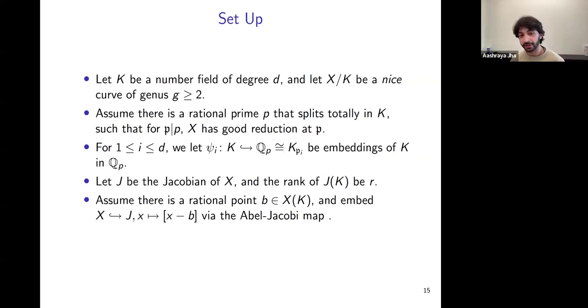I'll let J be the Jacobian, and I'll let the rank of J be r over K. And I'll also assume, this is vital, that I have a rational point, and I'll embed the curve inside the Jacobian via the Abel-Jacobi map.